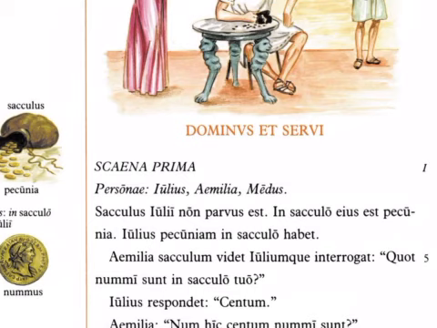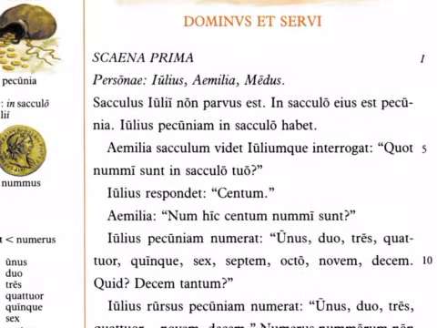Julius respondet. Julius answers, Centum, 100. Aemilia says, Num hic centum numi sunt? Surely there aren't 100 coins here. Remember, num expects a negative answer, so there aren't 100 coins here, are there? Something like that. Julius pecuniam numerat. Julius counts the money, okay?